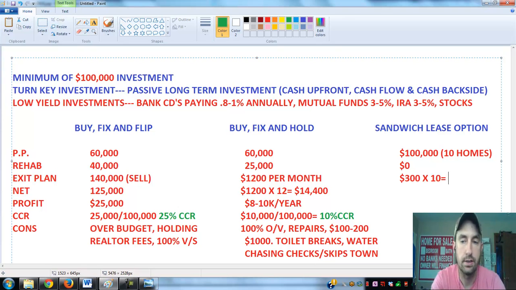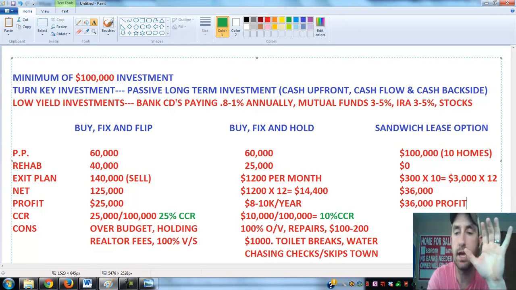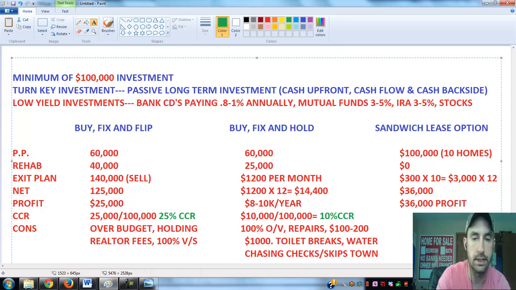Here's the beautiful part, guys. $3,000 per month of spread. What do we net out of that? Well, what's $3,000 times 12? The answer to that is $36,000. In this example, you would profit from your spread a minimum of $36,000, and that's going to be having 10 houses paying you $300 each.